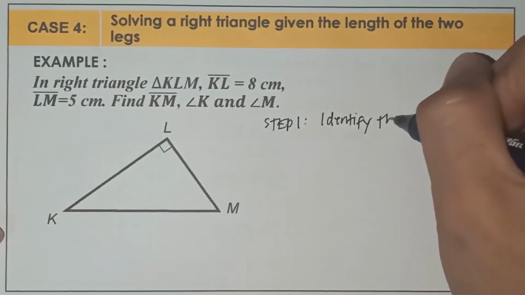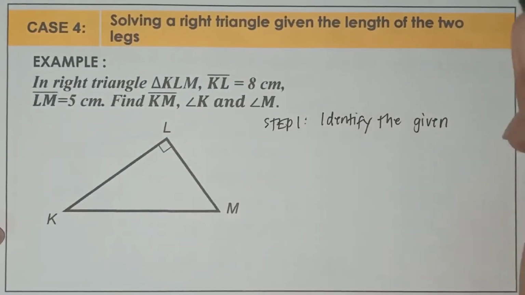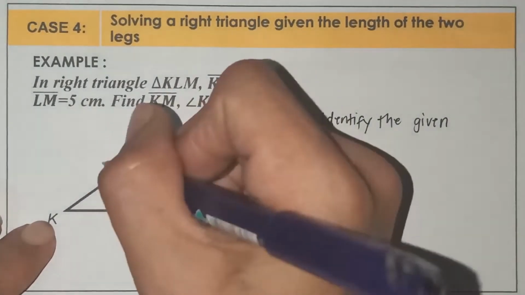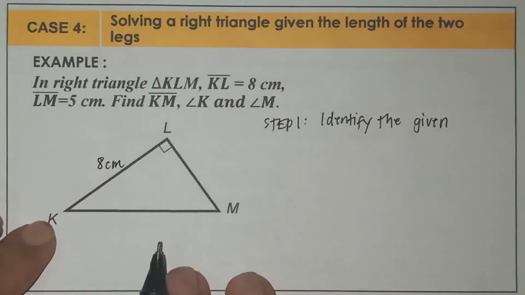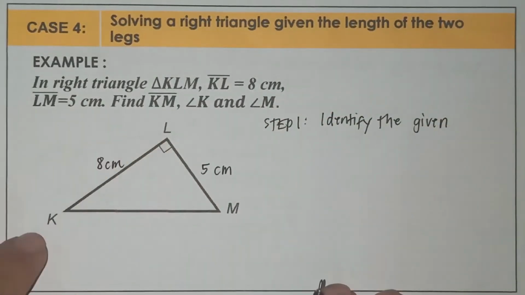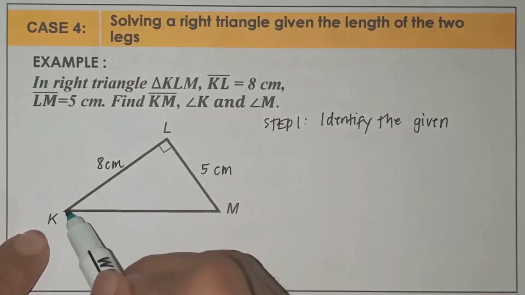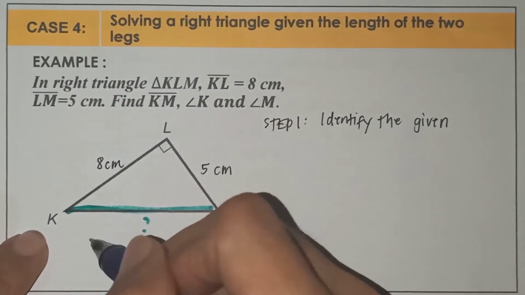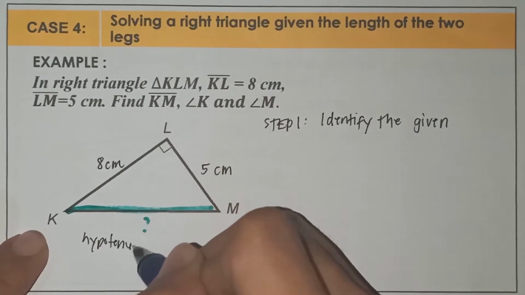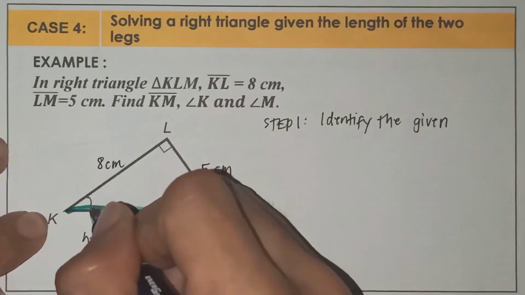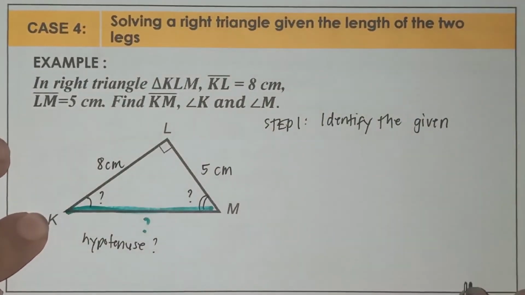we need to identify the given. And the given here is KL, from point K to L, that is 8 cm, and from point L to M, that is 5 cm. We need to identify KM, the side KM, and that is the hypotenuse. Take note, this is the hypotenuse because it is opposite to the right angle, and angle K and angle M.